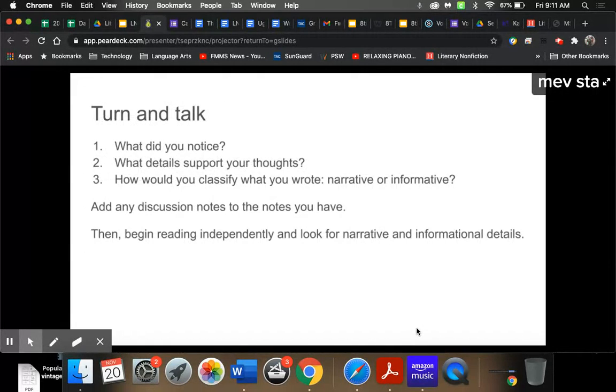All right, turn and talk. What did you notice? What details support your thoughts? How would you classify that? Is it more narrative or informative?